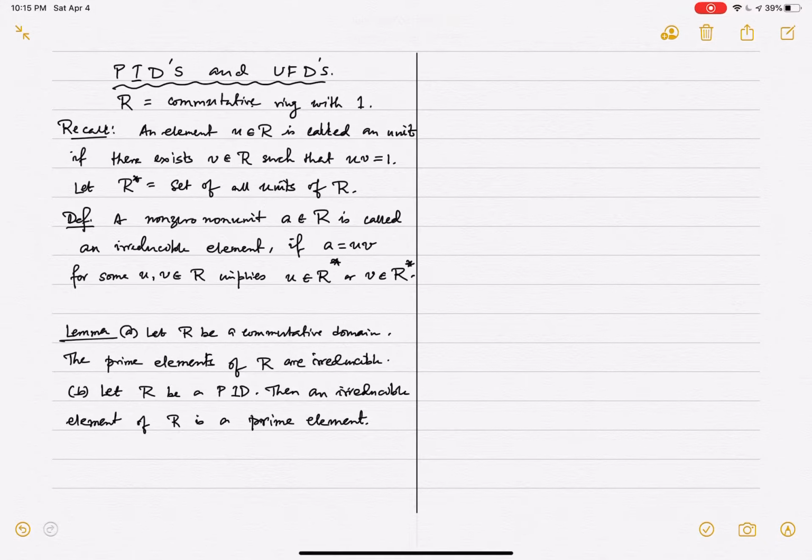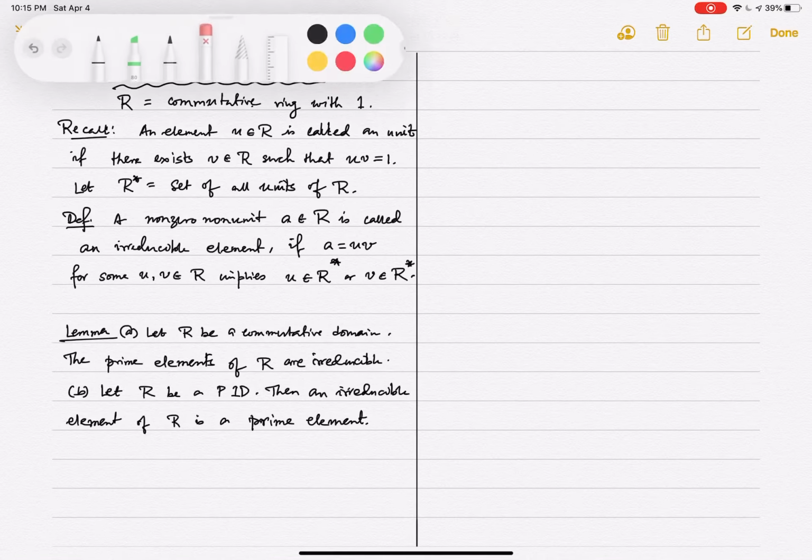So we are talking about principal ideal domains and unique factorization domains, irreducible elements, etc. So let's recall a few things. R will again be a commutative ring with identity 1. First recall this notion of a unit.